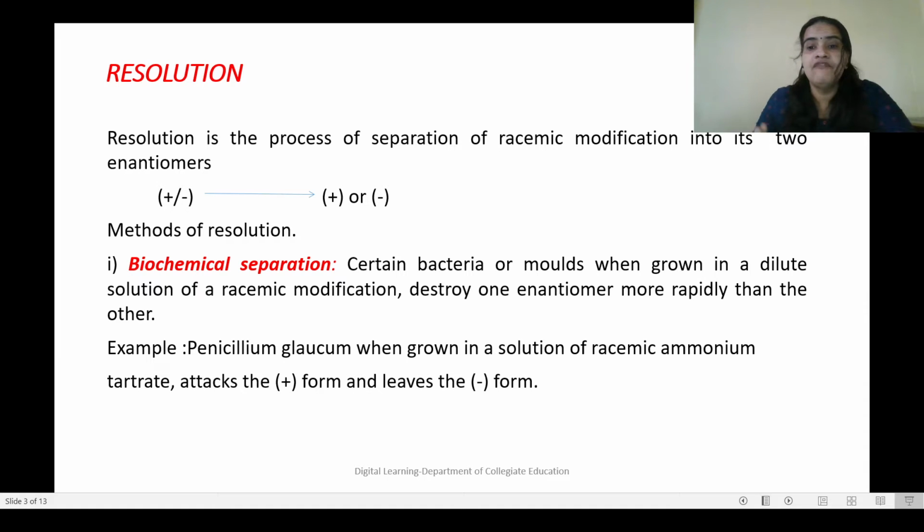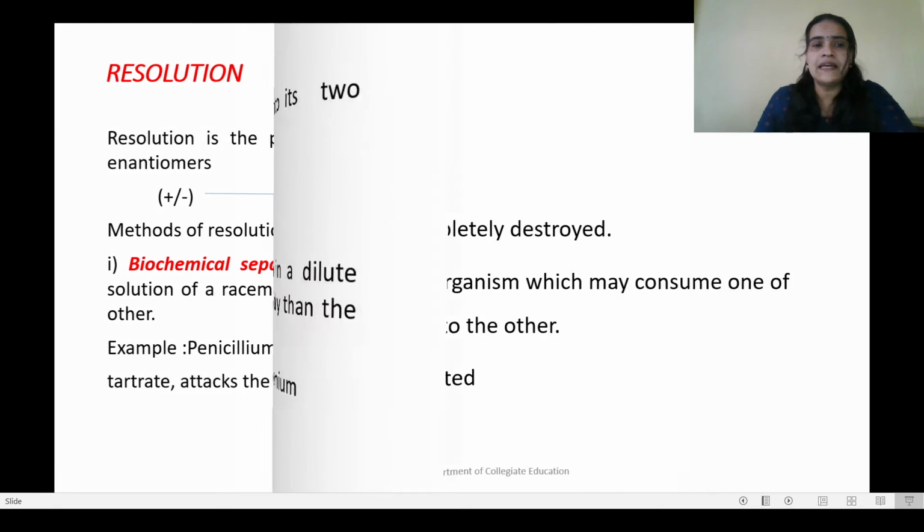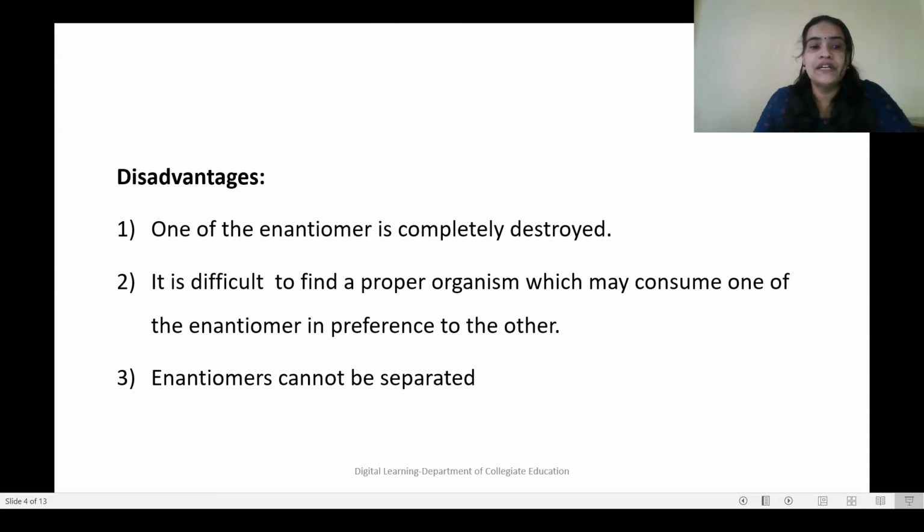Certain bacteria, when they grow in a dilute solution of a racemic modification, destroy one of the enantiomers more rapidly than the other. For example, Penicillium glaucum, when grown in a solution of racemic ammonium tartrate, attacks only the plus form and leaves the minus form. But there is some drawback for this process, where only one enantiomer we can retain, whereas the other will be completely destroyed.